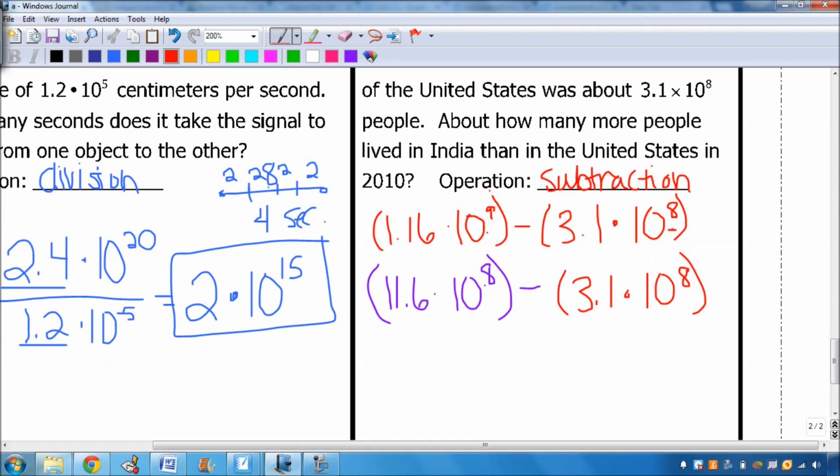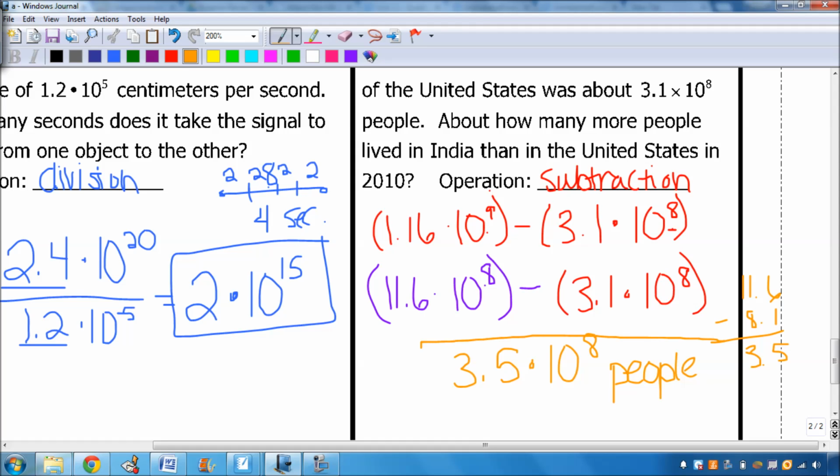Okay, now all I have to do is do my subtraction. So let's figure this out. 11.6 minus 8.1. 6 minus 1 is 5. 11 minus 8 is 3. So you get 3.5 times 10 to the 8th power. And you don't have to do any adjusting because this is between 1 and 10. So our answer is 3.5 times 10 to the 8th power people.